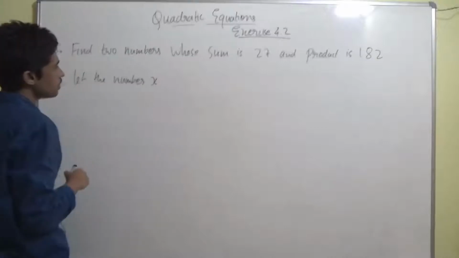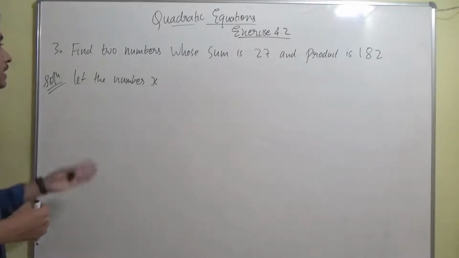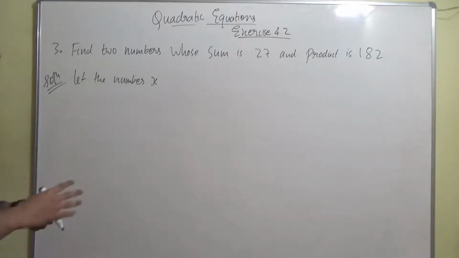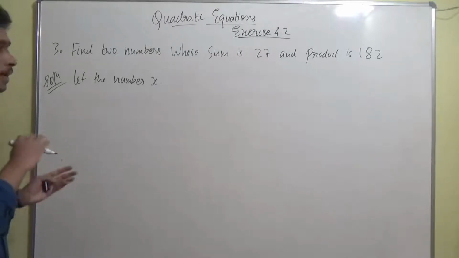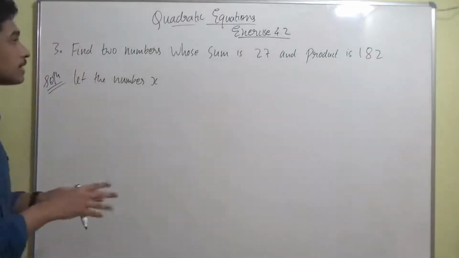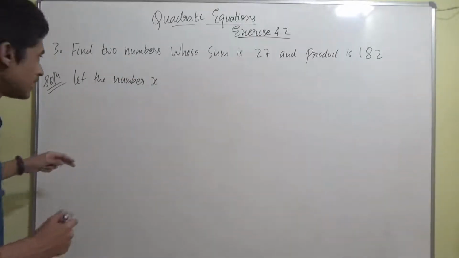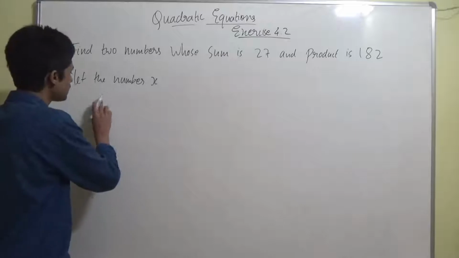x. Now you can't assume let another number be y, because this is not a pair of linear equations in two variables, guys. In this chapter, in quadratic equations, there should be only one variable. Either it should be entirely in x or else in y. There can't be x and y both, right? So the other number will be 27 minus x.